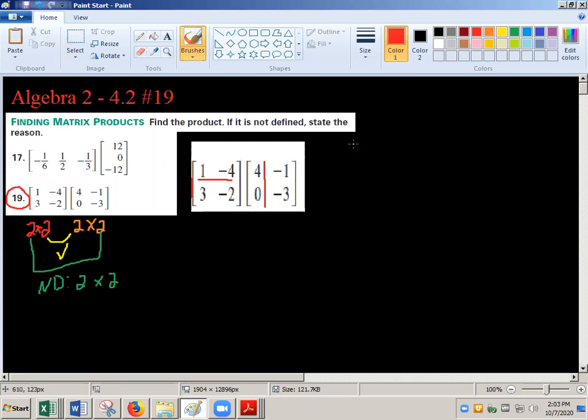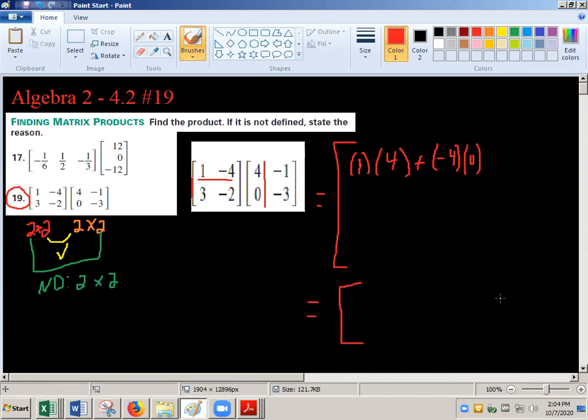So 1 times 4 is equal to, it's really testing my dexterity here, doing it with a mouse. So I've got 1 times 4 plus, and now I'm going to have negative 4 times 0. And that's going to give me 4, and then plus 0 is just going to be 4. So my first term here will be 4.